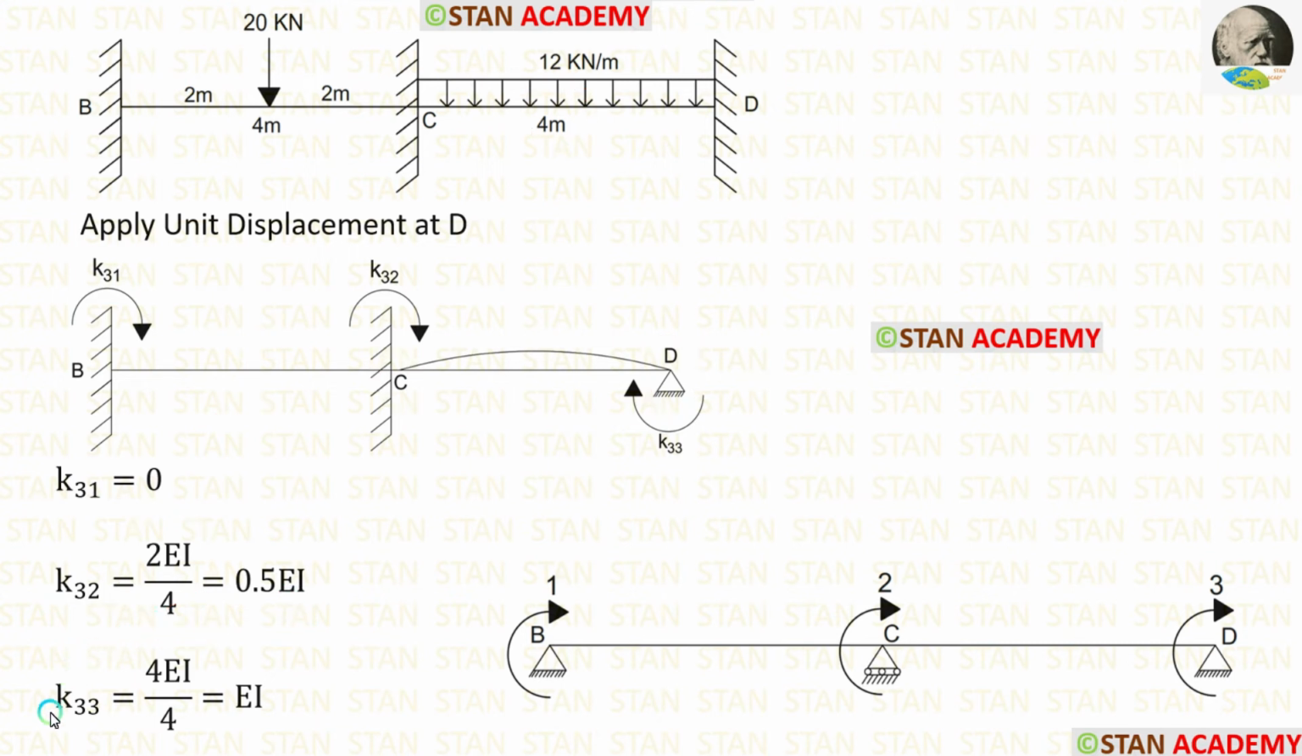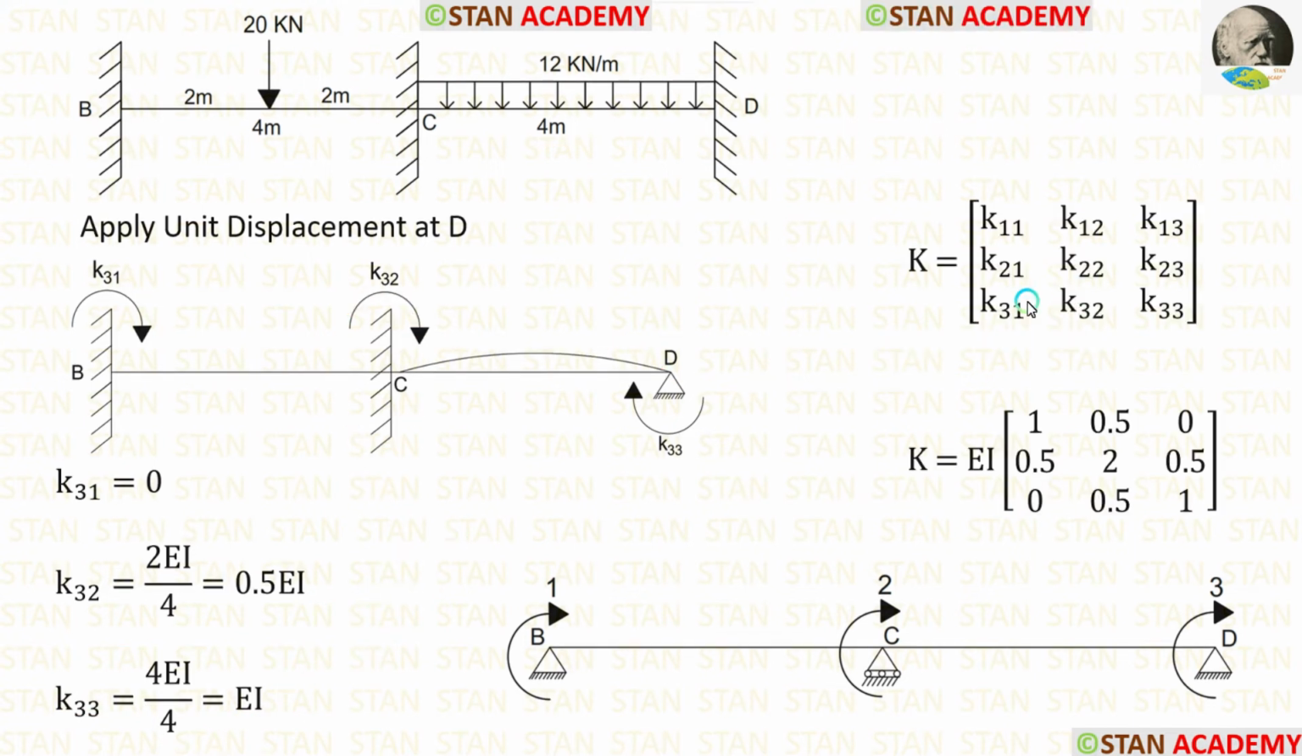Now, let us calculate K33. For that, from the point D, we have to look on both the sides. On the right side, there is nothing. On the left side, there is a fixed support. If the far end is fixed, the formula for stiffness is 4EI upon L. Length of CD is 4. Let us apply that. Finally, for K33, we are getting EI.